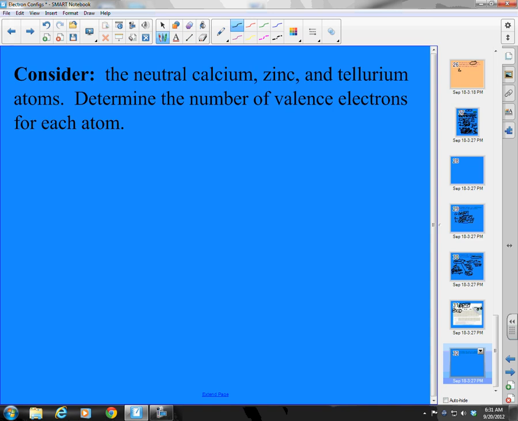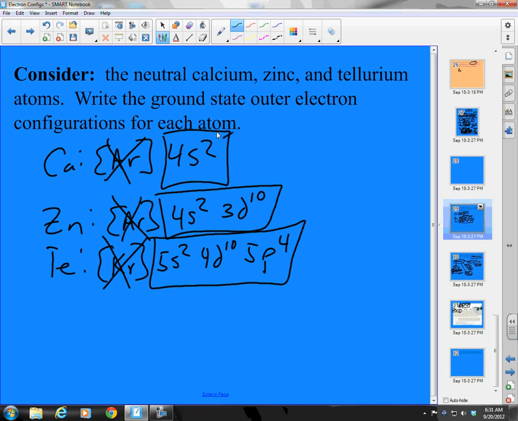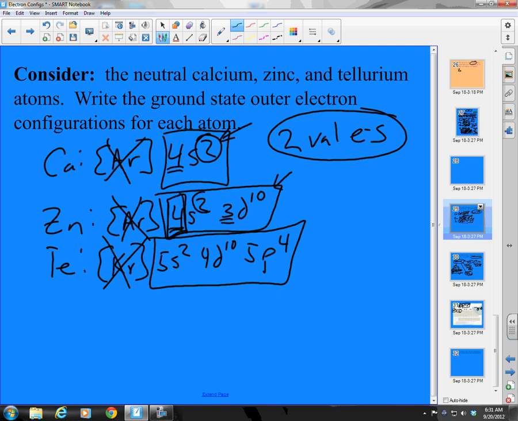Okay, here we go. Let's look at calcium. We have the outer electron configuration for calcium. What's the highest N? N is 4. How many electrons are there? I have 2, so calcium has 2 valence electrons. Great. Zinc. Here's my outer configuration right here. What's my highest N? I have a 3 here and a 4 here. Which one is bigger? That is bigger. How many valence electrons? I only have 2. What about these 10? Well, they're in the 3rd level. They don't count. So I have 2 valence electrons for zinc.